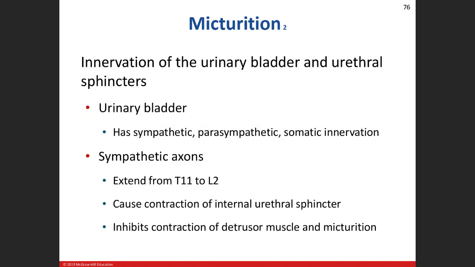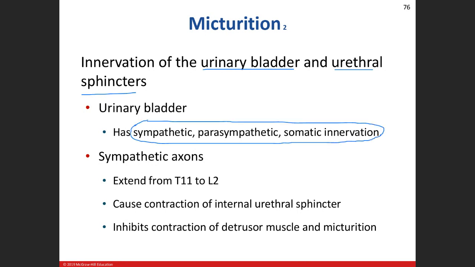So let's talk about what part of the nervous system controls what. When we're talking about micturition, the act of peeing, we're talking about the urinary bladder and the urethral sphincters. Remember, there are two: an internal urethral sphincter and an external urethral sphincter. The urinary bladder has sympathetic, parasympathetic, and somatic innervation, which help with expelling urine from your body.